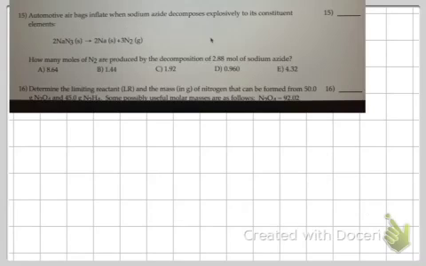15, sodium azide. Okay, how many moles of nitrogen are produced? So, moles of nitrogen with 2.88 moles azide. Same idea, 2.88 moles NaN3.